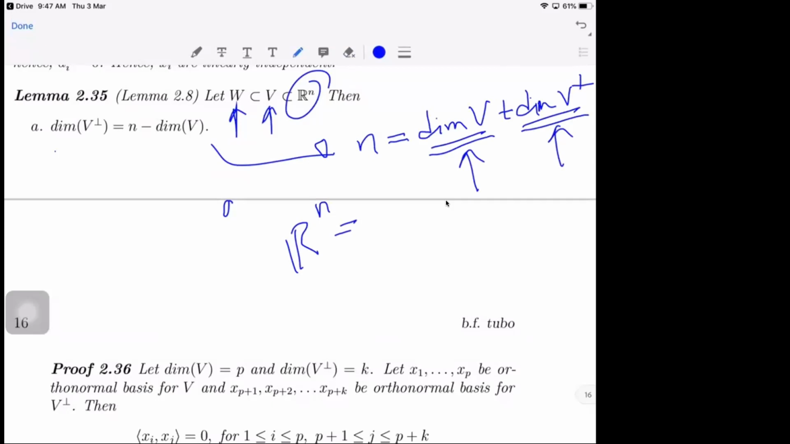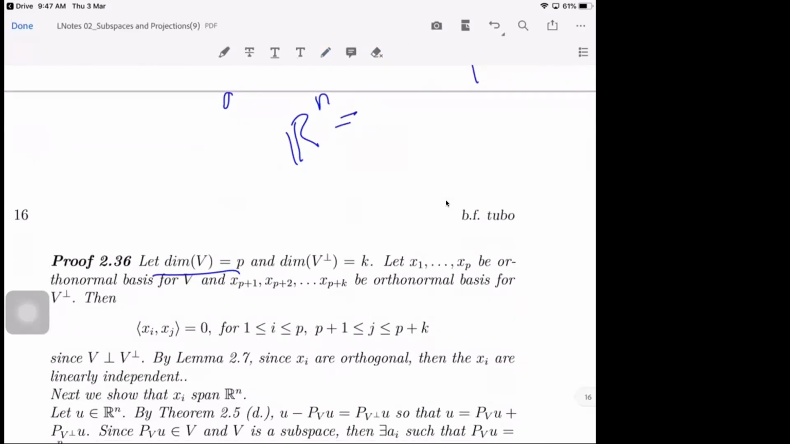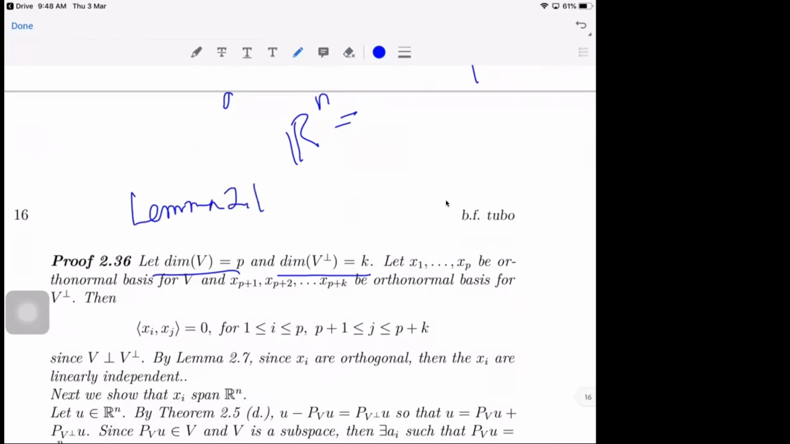So for easy notation, let's denote the dimension of V by P and the dimension of V perp by K. If you have a subspace, each of the spaces has its own orthonormal basis. And where do you find that? You have that in lemma 2.1a.